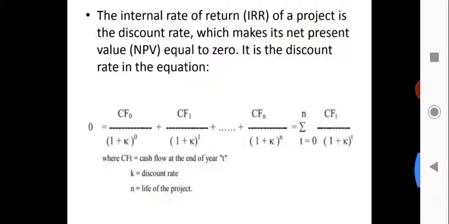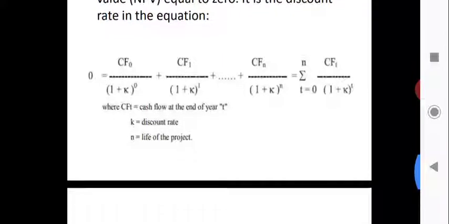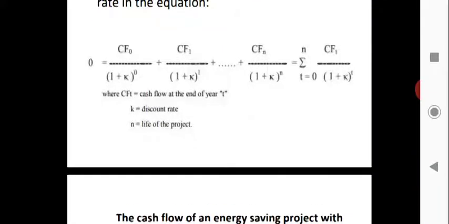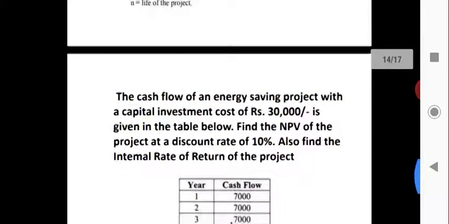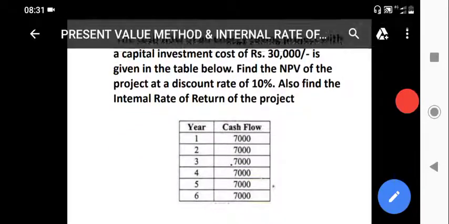So 0 is equal to CF0 by 1 plus K raised to 0, and same equation. K is the discount rate, N is the life of project, CFt is the cash flow at the end of the year. So we see one problem.